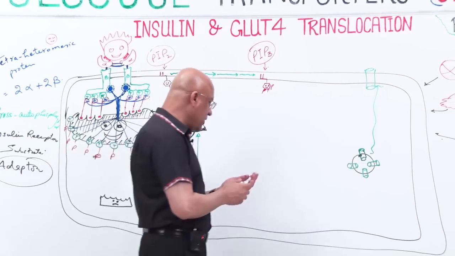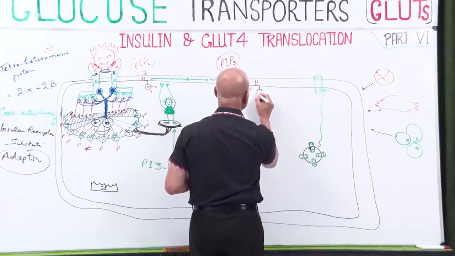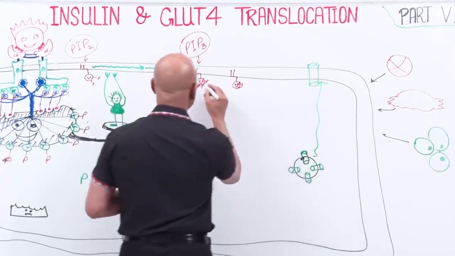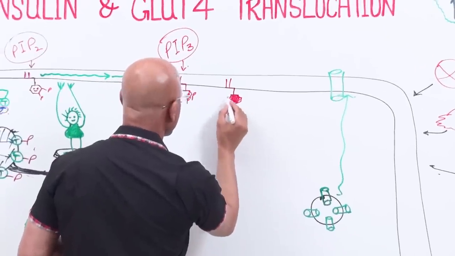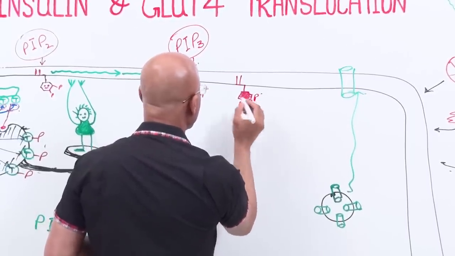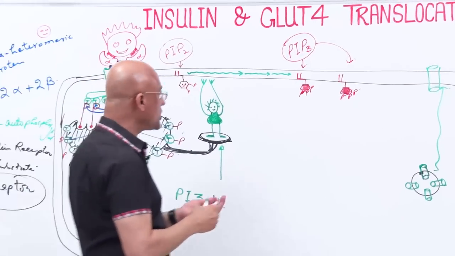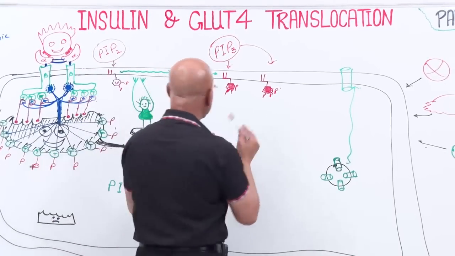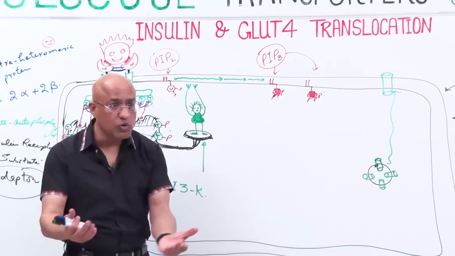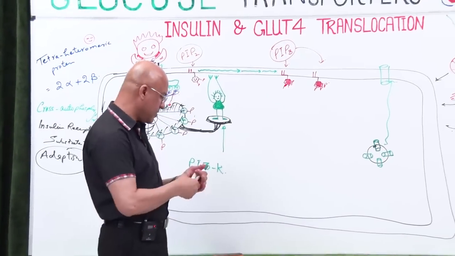Now, the membrane will be very rich in PIP3. There will be multiple PIP3 here. Okay, I will just make PIP3 like this. This is inositol, which is triphosphate. Now, when the membrane is rich in these molecules, what will happen? PIP3 is able to recruit some other proteins. It will bring some other proteins to bind here.